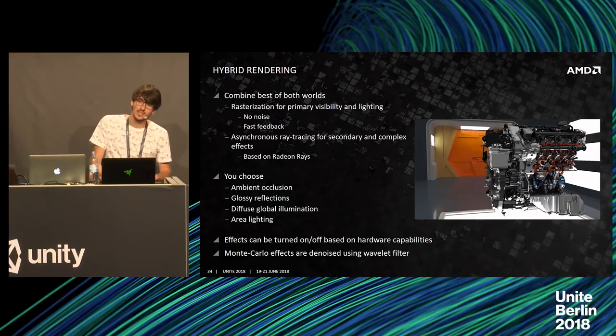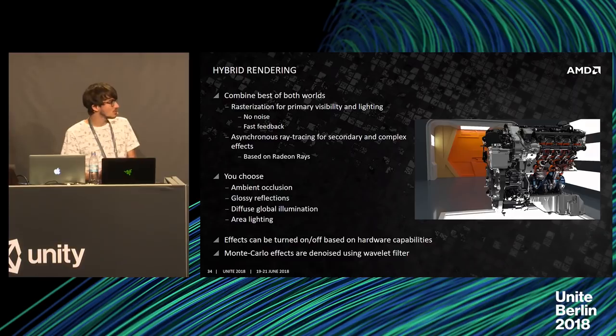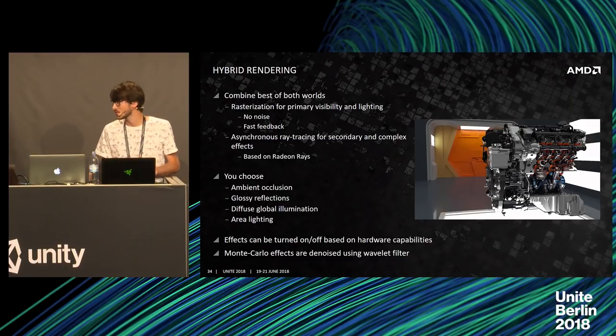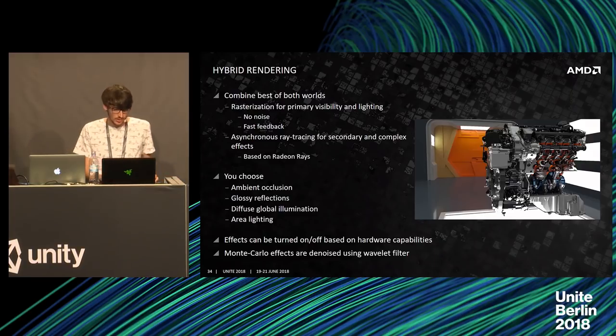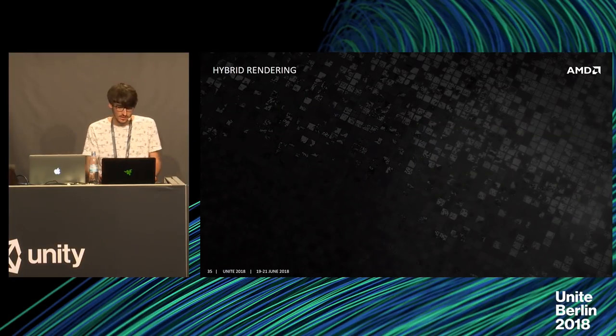So this is using our Vulkan version of Radeon Rays. And we've implemented a bunch of effects for it that you can choose from, like ambient occlusion, glossy reflections, diffuse GI, or area lighting. And the idea is you can decide to enable those effects, all of them, some of them, based on your hardware capability and the graphics quality that you want. Of course, we're still using ray tracing and Monte Carlo integration, which means we get some noise. And we tackle this noise by using our wavelet filter denoiser that I mentioned a bit earlier in the talk. And here I have a little video that highlights this hybrid rendering technique I just mentioned.